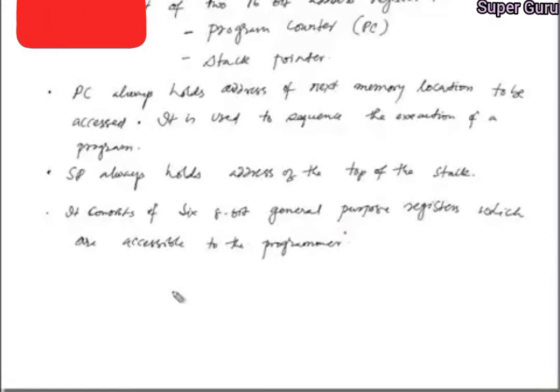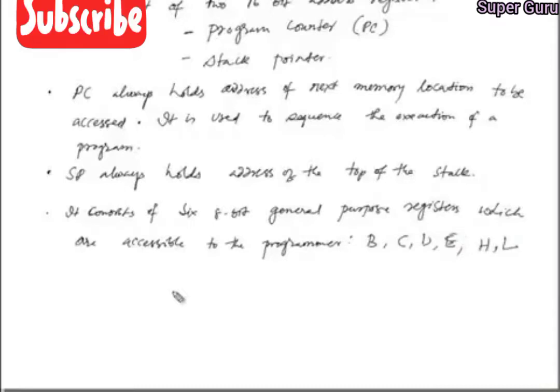That is B, C, D, E, H and L. So these are the 6 registers.